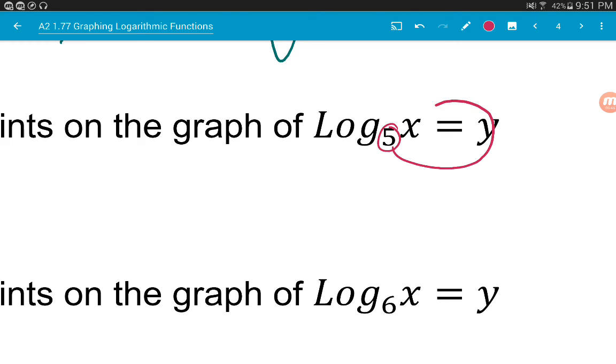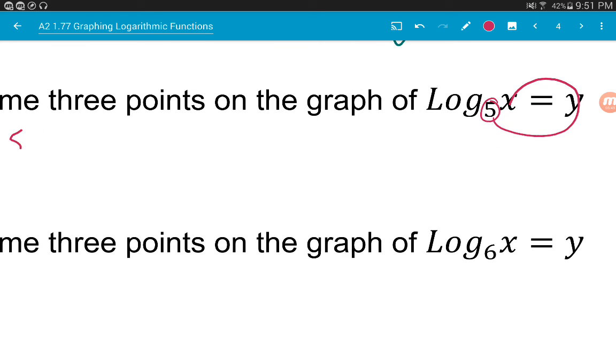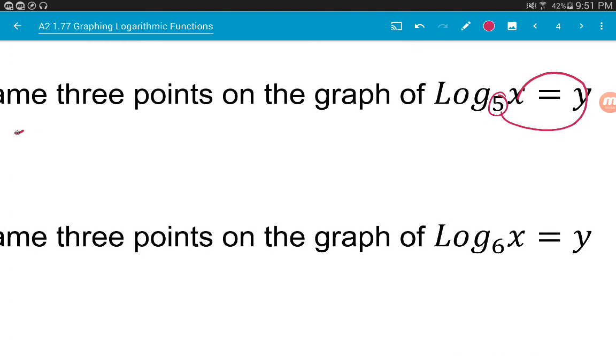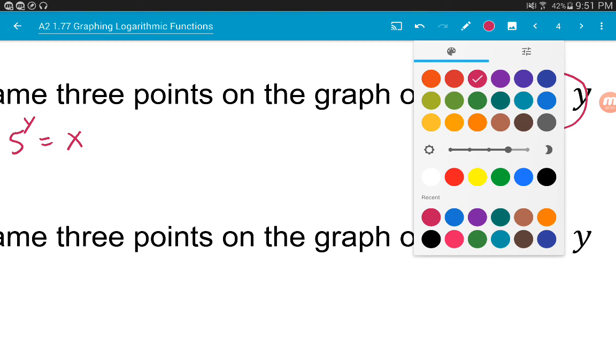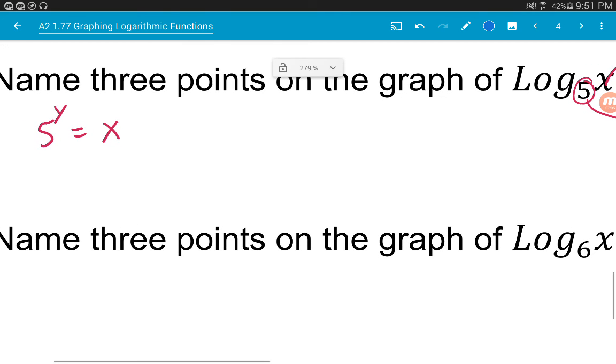5 to the y equals x. So let me write that down. In the order that I passed through those characters, those terms, I got 5 to the y equals x. Now let's plug in and see if we can find some nice values that'll make us some pairs. So if I plugged in a 0 for y, I would get 5 to the 0 is equal to 1.